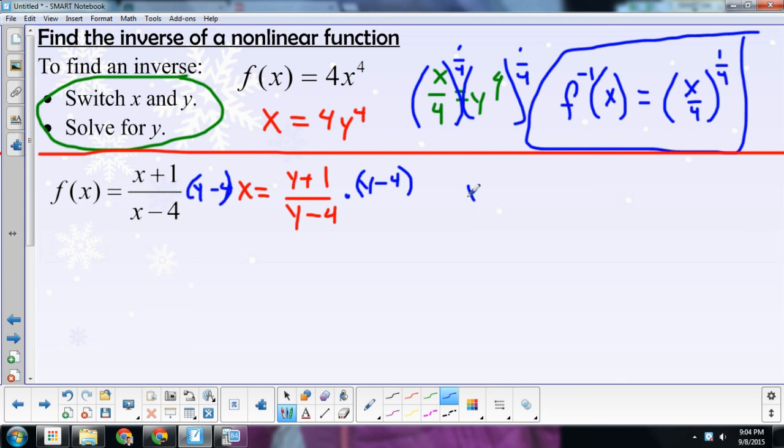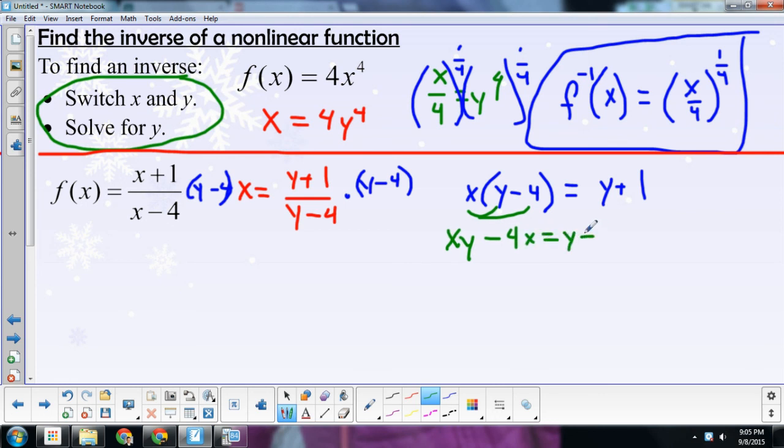I have x times, parentheses, y minus 4 is equal to, these cancel, so I'm left with just y plus 1 on the right side. So at least there's no more denominators, which is a good first start. The next step is I'm trying to get the y's to be together on the same side. So before I do that, I'm going to get rid of the parentheses by distributing x. So I turn it into xy minus 4x, and that equals y plus 1.